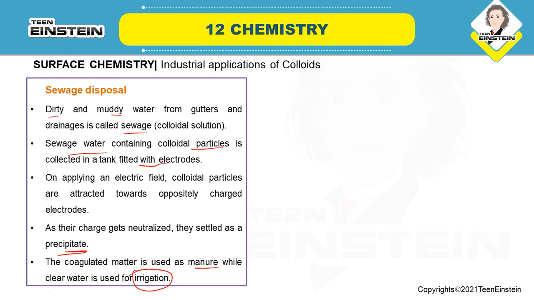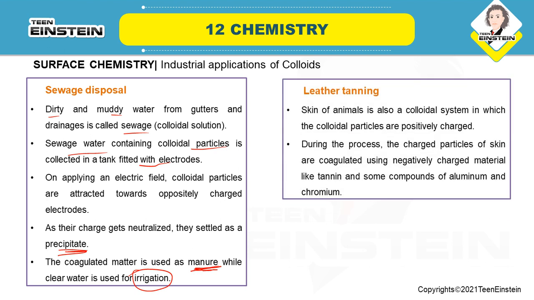Okay, so this is a very important application. Both components of the sewage, that is the precipitate, is applied as manure, and also the clear water, that is the dispersion medium, can also be used for irrigation purposes.